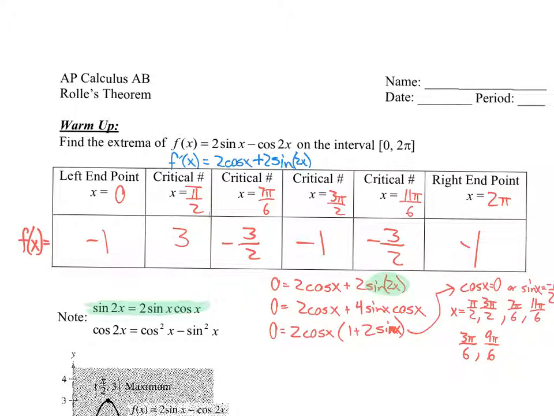Okay, the max is the point pi over 2, 3. Where's the min?